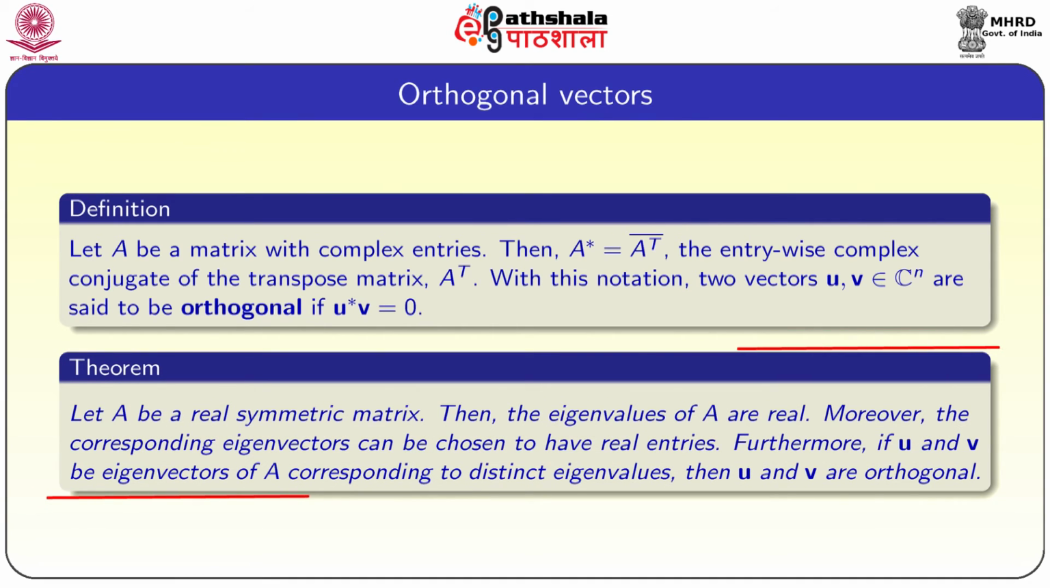Let A be a real symmetric matrix, then the eigenvalues of A are real. Moreover, corresponding eigenvectors can be chosen to have real entries. Furthermore, if u and v are eigenvectors of A corresponding to distinct eigenvalues, then u and v are orthogonal. So, this theorem has three parts. First, we have to show that eigenvalues are real, and we also have to show that the eigenvectors can be chosen with real entries, and the third one, the eigenvectors corresponding to distinct eigenvalues are orthogonal.